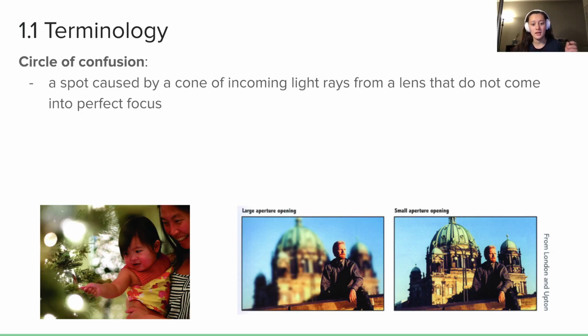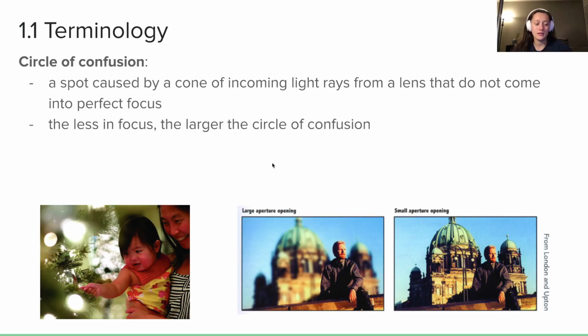And if maybe they hit a couple different spots on your sensor, then this light is kind of, I guess, spread out in your image. And so that's what gives this blurry effect in images. So that's why in this image you have kind of a blurry background, is because your cone of rays are coming in and hitting multiple spots on your sensor.